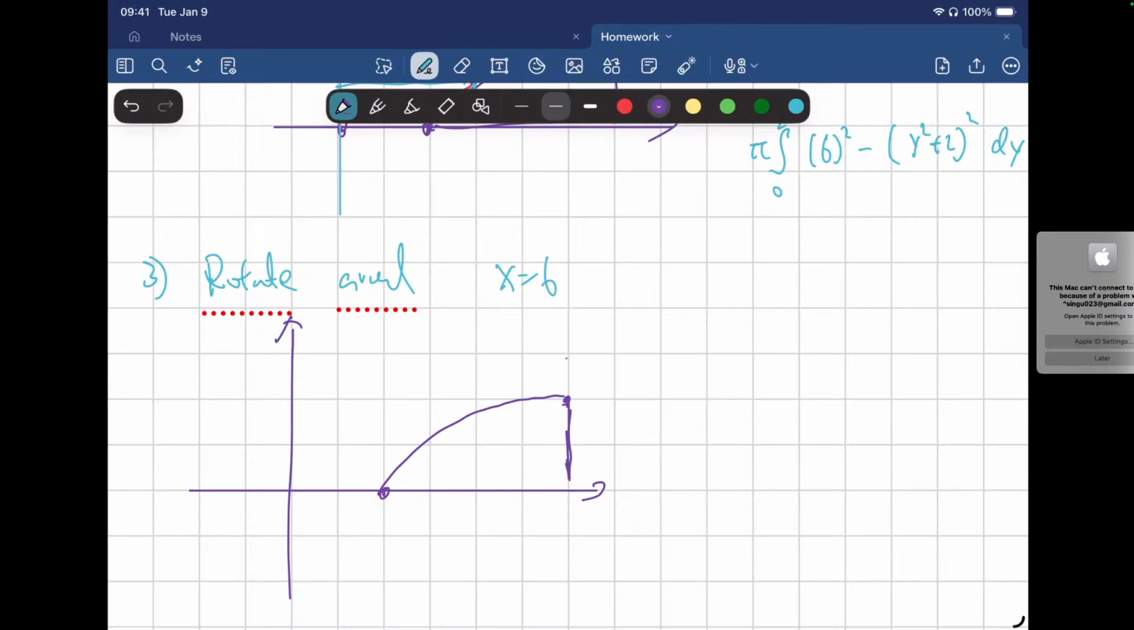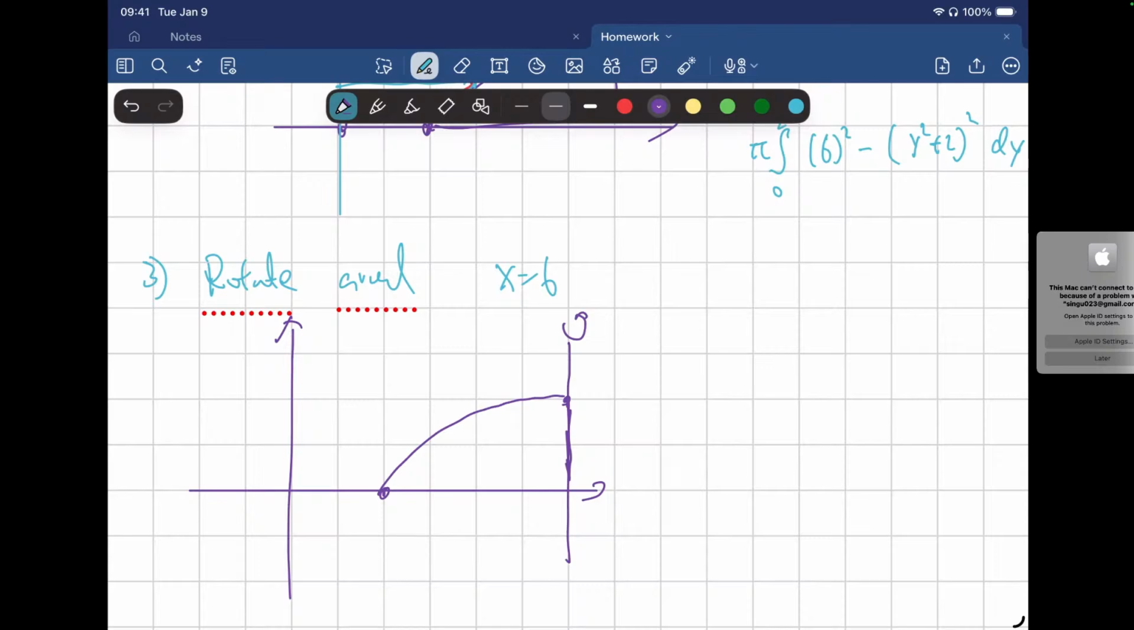Okay, so rotating x equal to 6, but you must draw it like this, right? And draw the axis of rotation right here, right? Did you do that? Okay, now here's the thing.